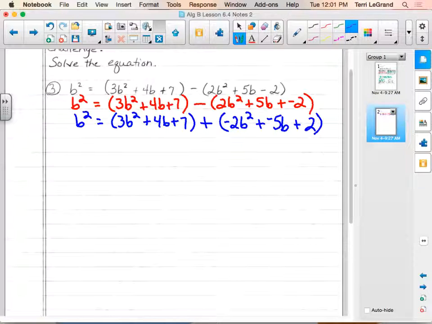Now, this would be a good one to use the horizontal format because we have that b squared equals tagging along with us. So let's use the horizontal one on this one, okay? So we'll get some more horizontal practice. We get to ditch the parentheses.